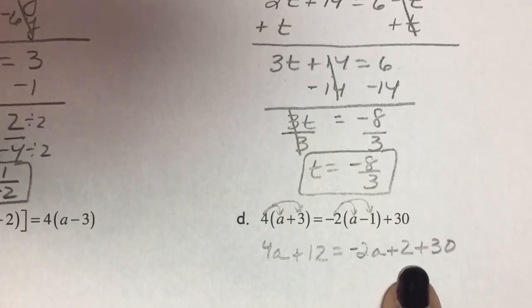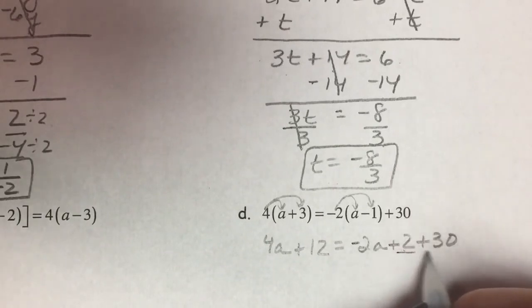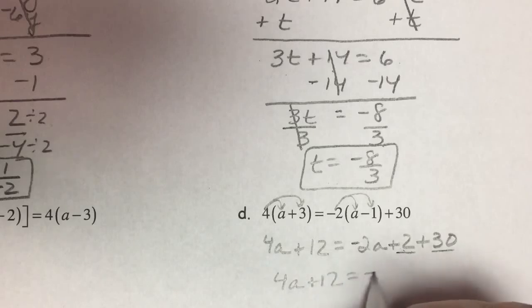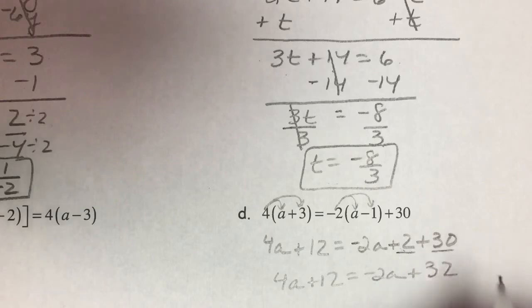Now we can combine like terms over here. I can combine the 2 and the 30. So I am going to have 4a plus 12 equals negative 2a plus 32.